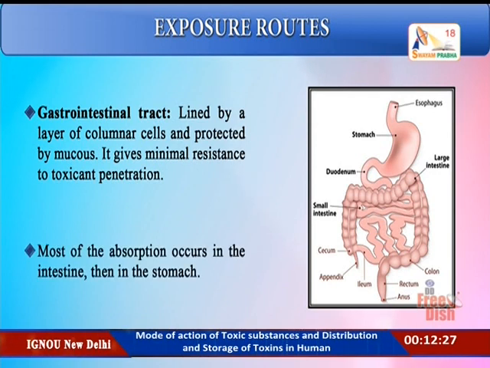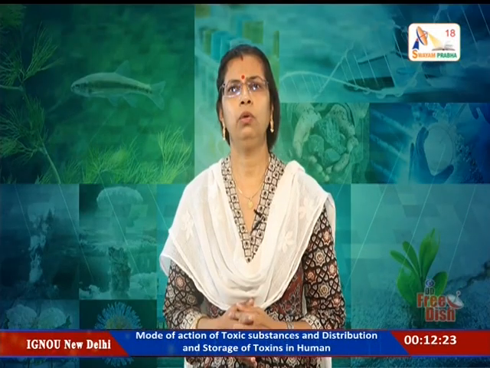Most of the absorption occurs in the intestine, and then in the stomach. Now in many cases these days, a number of people are suffering from colon cancer and also cancer of the rectum. This is also something which we need to ponder about, and research is still required. We need to see what are the toxicants of environmental origin and environmental factors, even biological origin, which may be responsible for causing carcinogenesis and cancer in the colon as well as in the rectum regions.